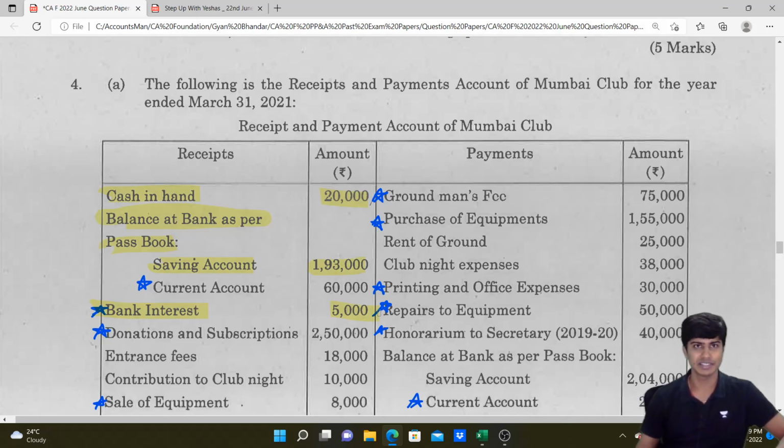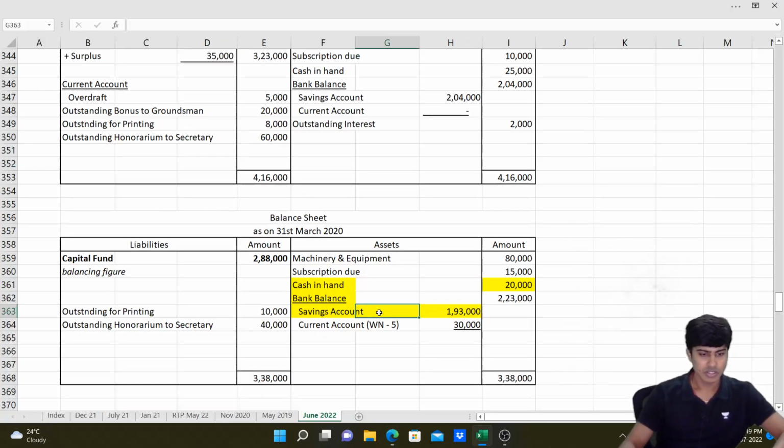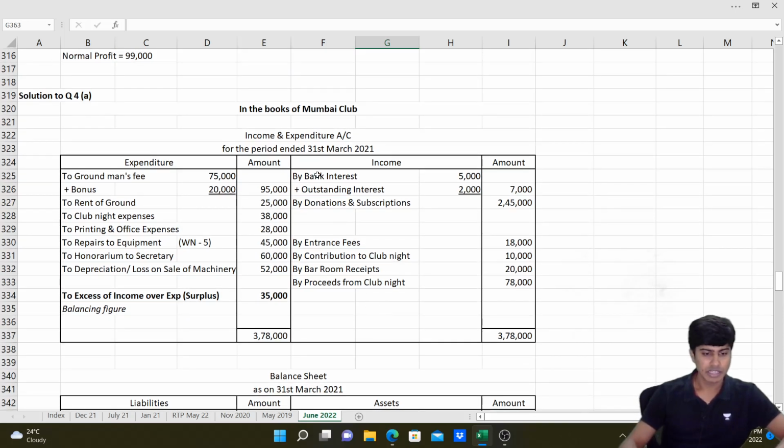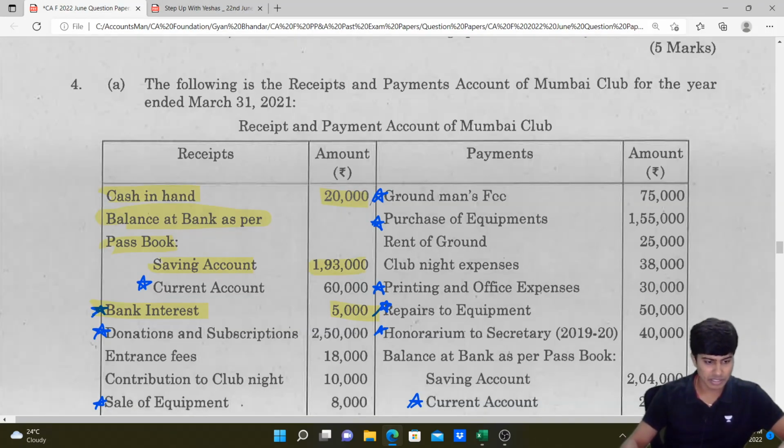No, we'll write it later. So for now, I'll write this 5,000. So I'll come to income and expenditure. In my income and expenditure, I wrote bank interest 5,000 rupees in the inner column. Got it? What do we have after that? Then we have donations and subscriptions. How much? 2,50,000 rupees is donations and subscriptions.